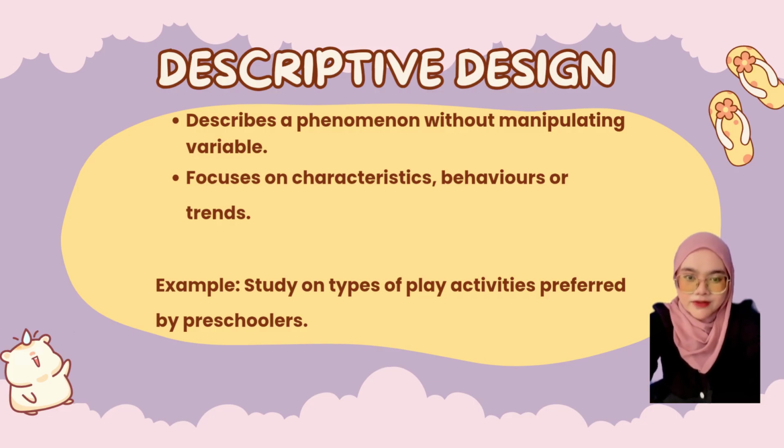First, we have the descriptive design. This design aims to describe a particular situation or phenomenon without changing or controlling any variables. It helps a researcher understand what is happening in a natural setting. For example, a study might describe what type of play activities are more preferred by preschool children. This design is about what is happening, not why it's happening.